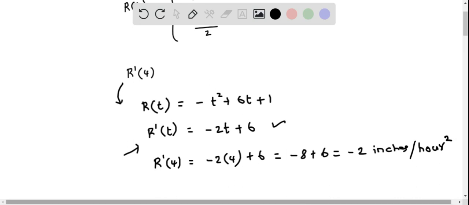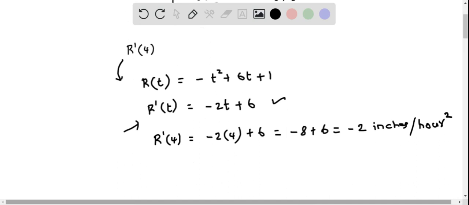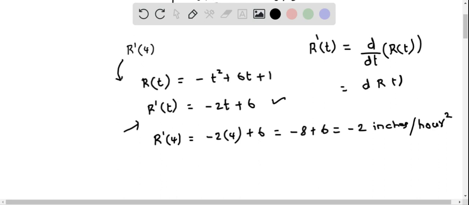Because the unit of r of t is inches per hour, let's calculate the unit separately here. We have r prime of t. This equals the derivative of r of t with respect to time. So here we can write this as d r of t over d t. And the unit of r of t is inches per hour, and the unit of time is hour. So therefore this becomes inches per hour squared.